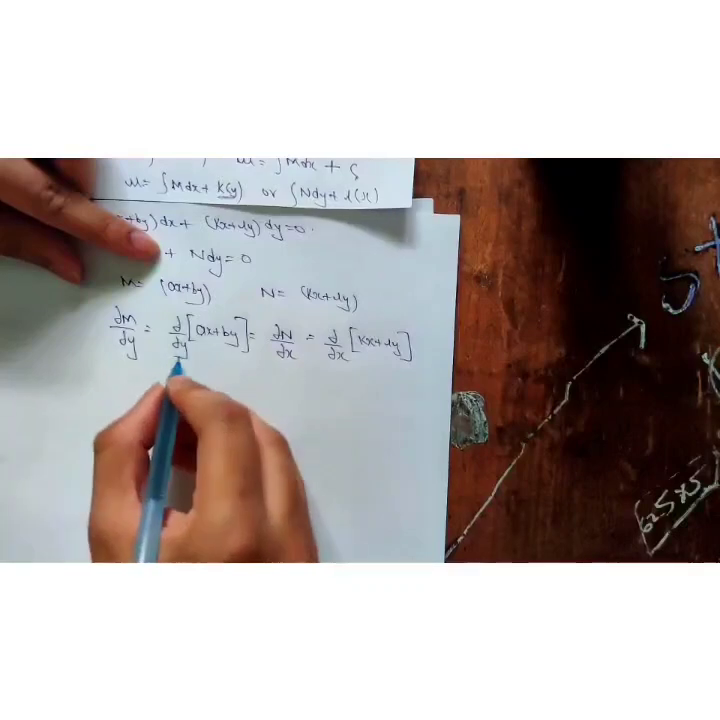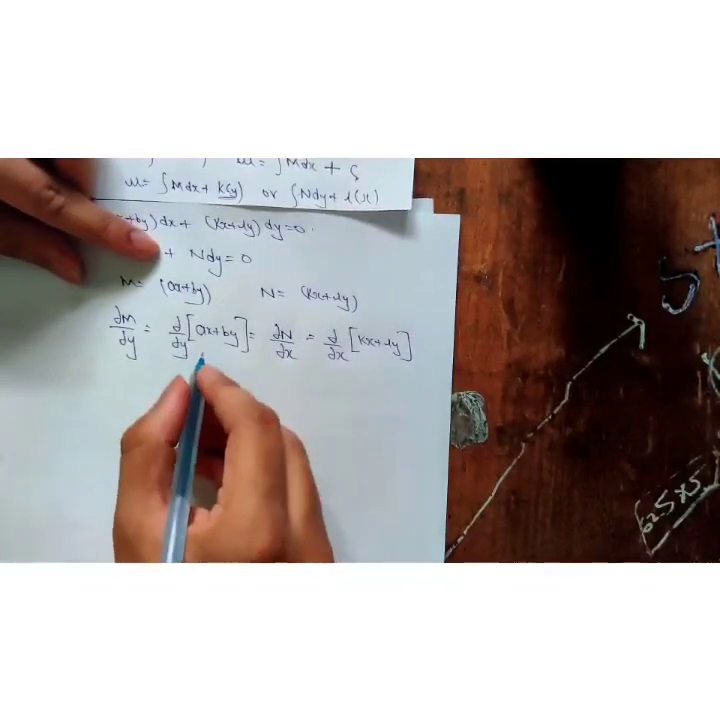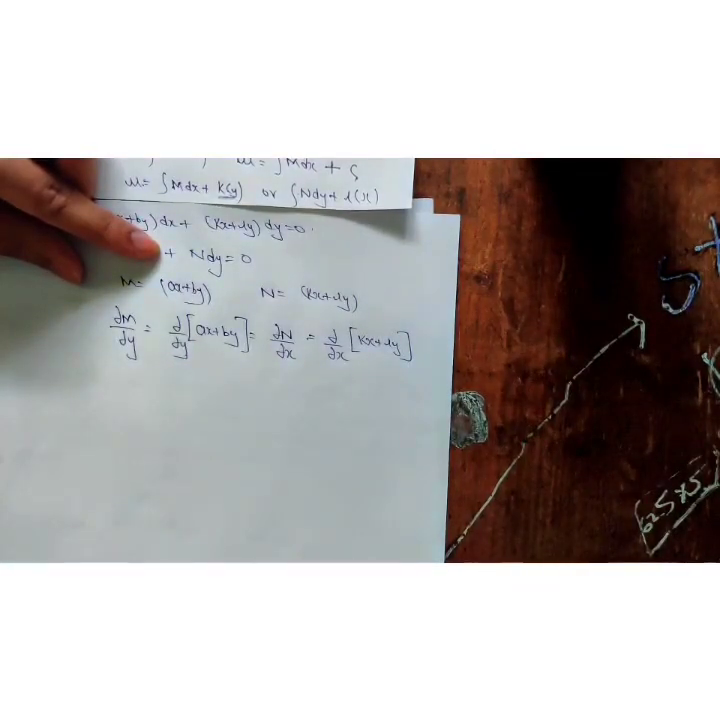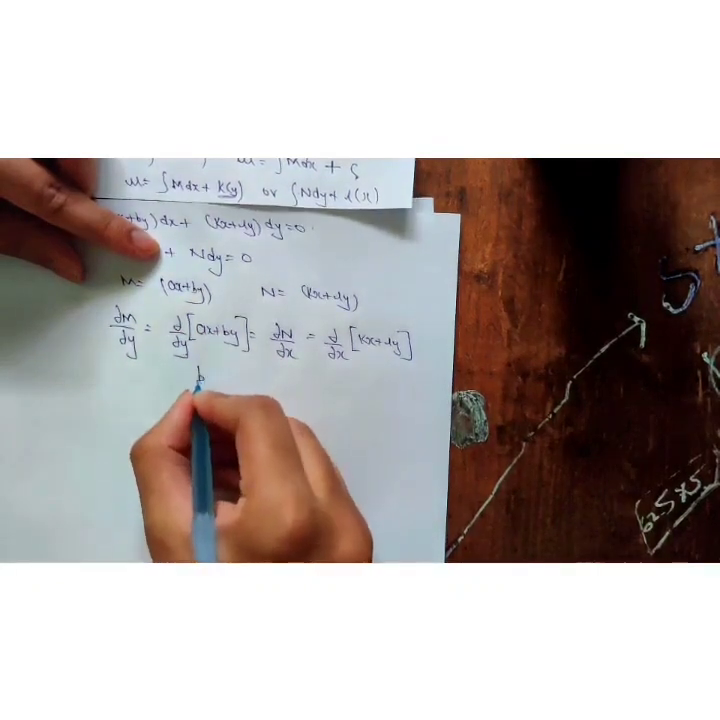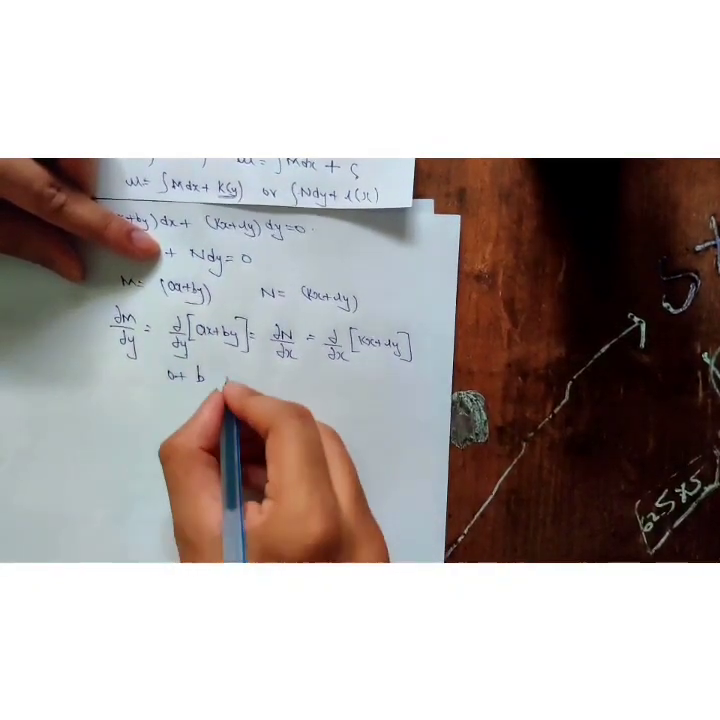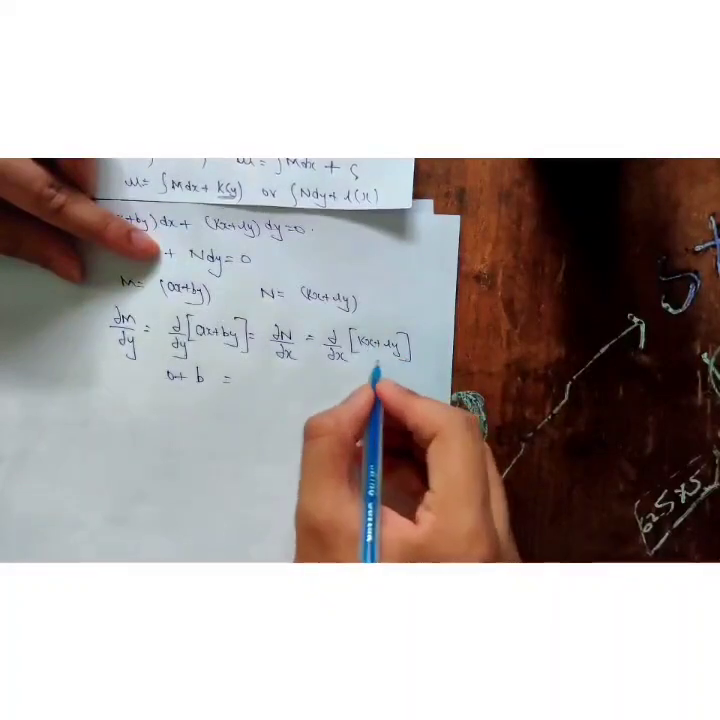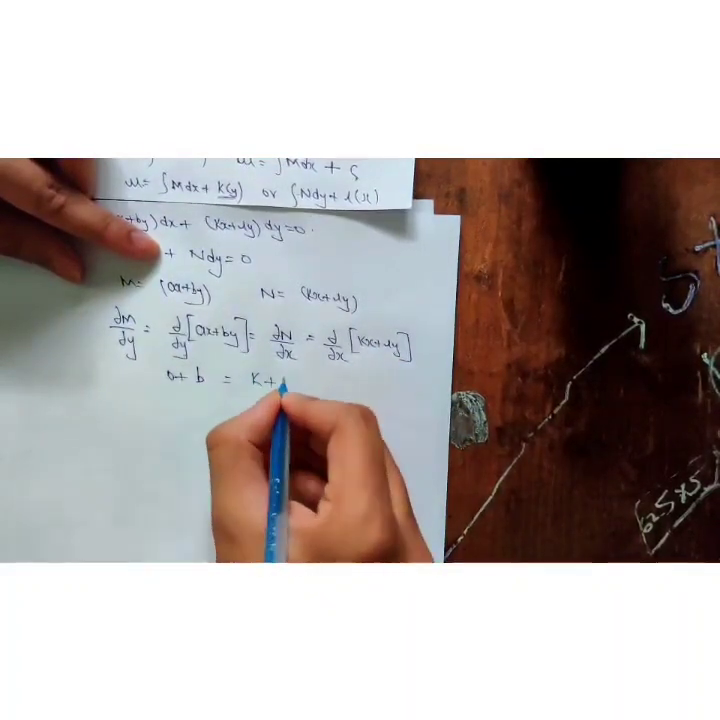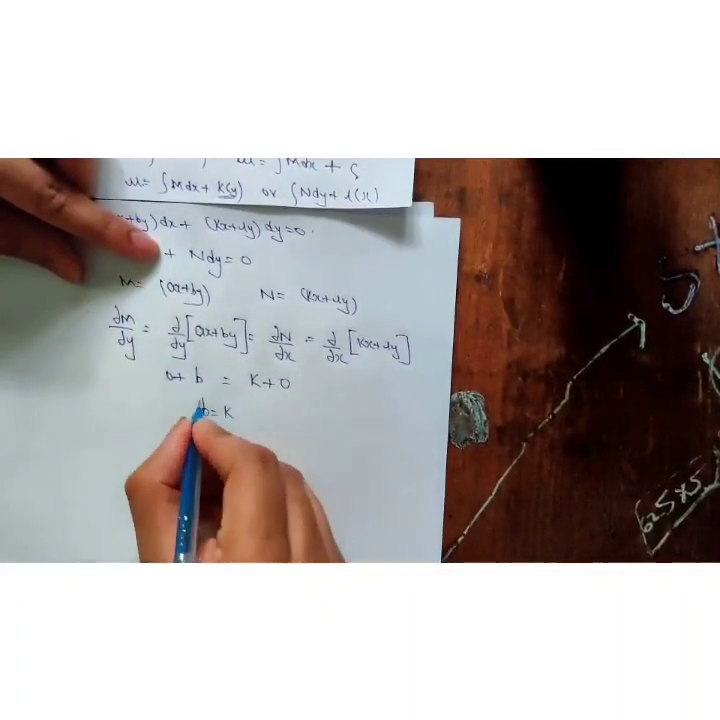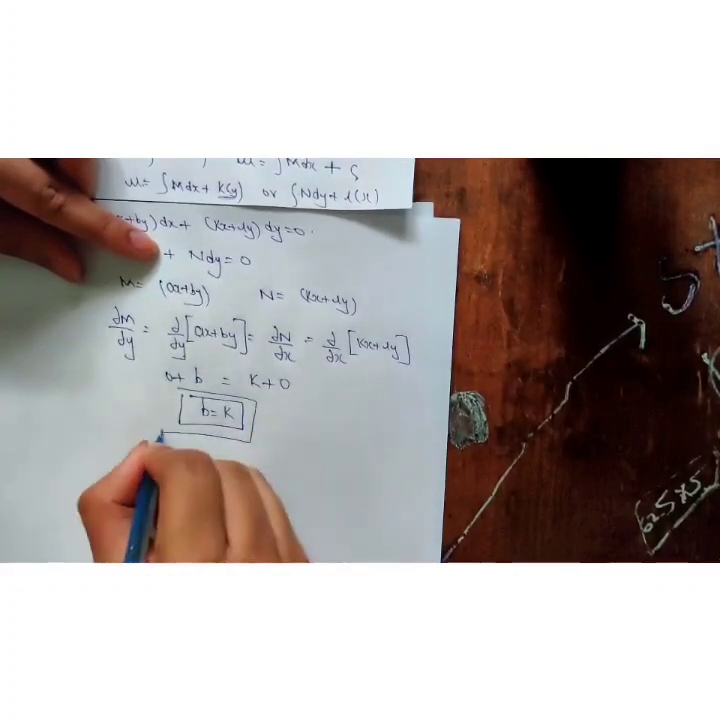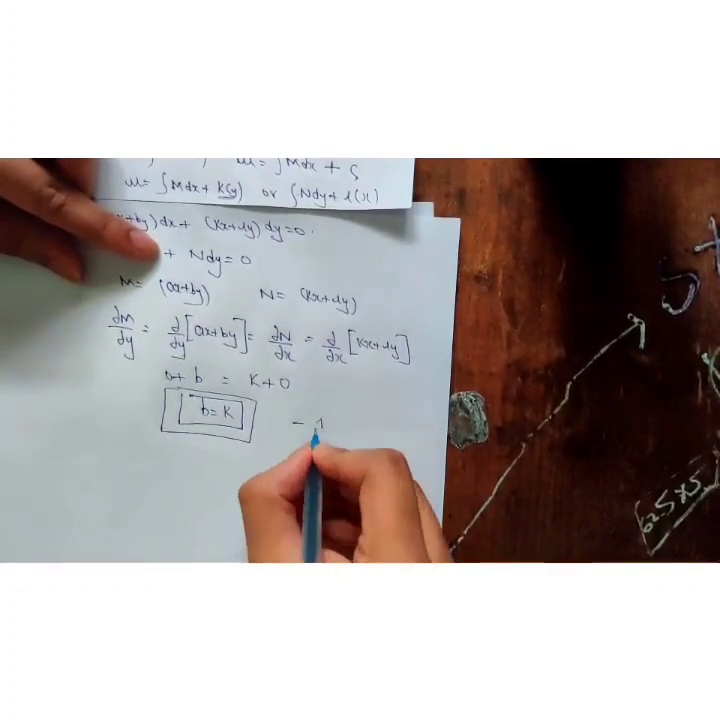Partial derivative of ax plus by with respect to y: with respect to y we are differentiating, so the x terms get cancelled. It is 0 plus b, which is equal to the partial derivative of kx plus ly with respect to x, which is k plus 0. Therefore b is equal to k. This is the first main thing we have got.